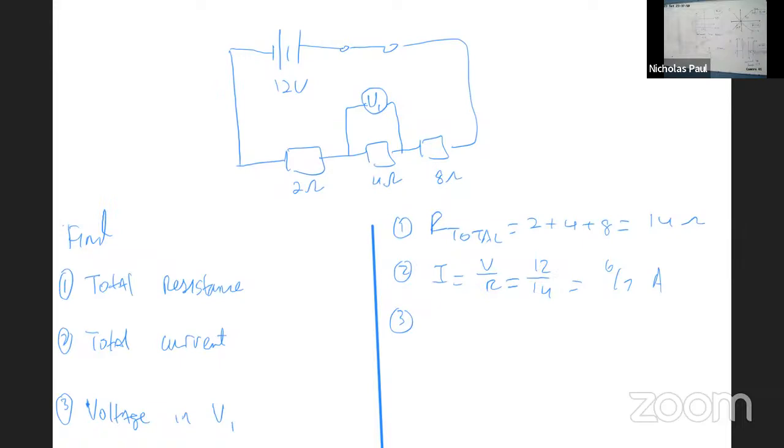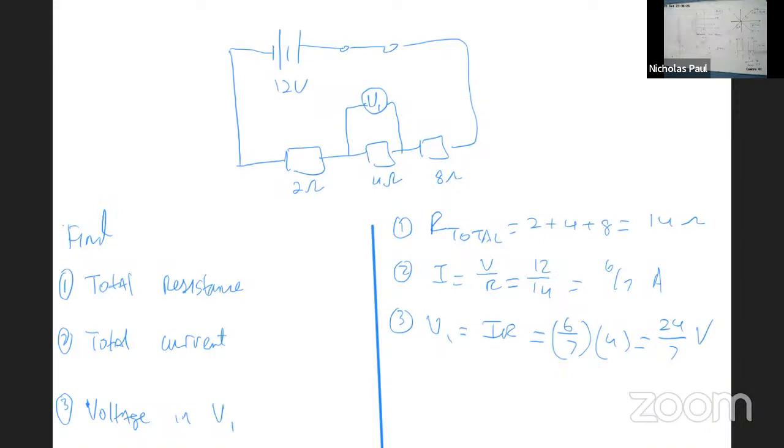What's the next one? Right, V1. V1 is equal to I times R. Current is the same, and the resistance is 4. So that's 24 over 7 volts. You can break it down if you want, up to you: 3 and 3/7 or whatever. Decimal could work, but I don't want to have to round off in between, so I like to leave it as fractions.